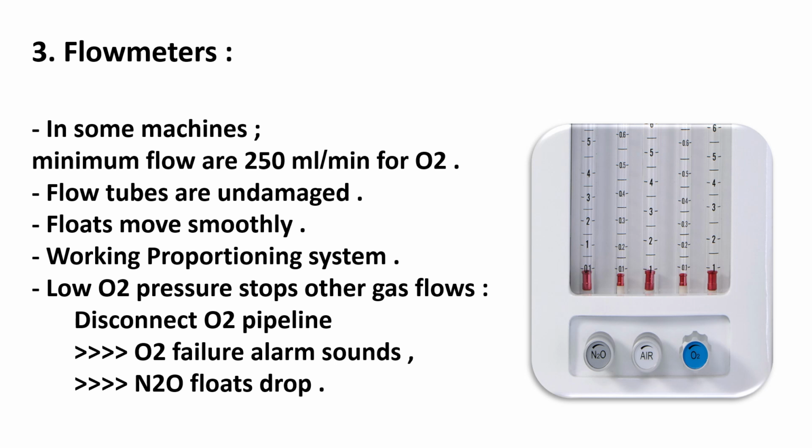Third step, checking the flow meters. We should know that they should be at the base, at 0, but some devices allow a minimum flow of only 250 milliliters per minute for oxygen at its base, or at 0, because in case of emergency some anesthetists forget to switch on or rotate the oxygen knob. So to avoid hypoxia for this patient, it gives a minimum of 250 milliliters per minute.